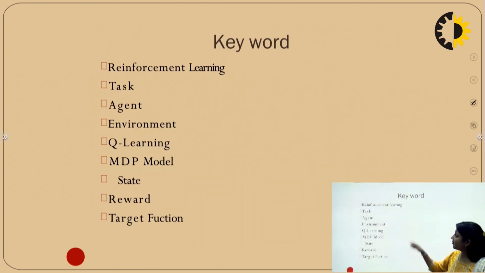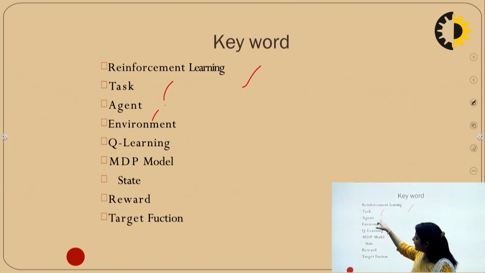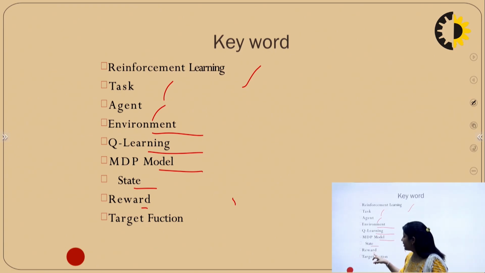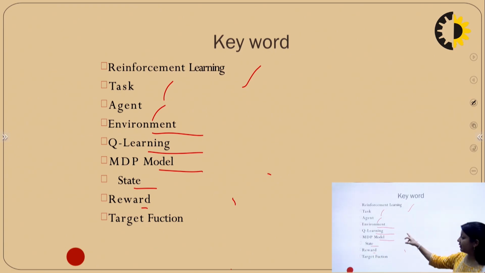The main keywords are reinforcement learning, task, agent, environment, Q-learning, MDP model, states, reward and target functions. These are all the terminology used in reinforcement learning.